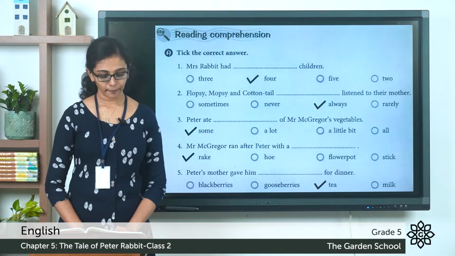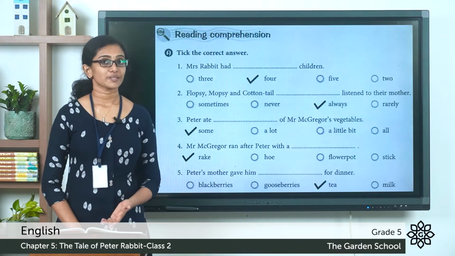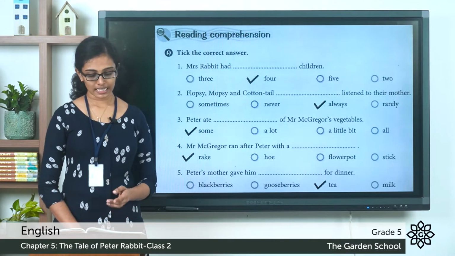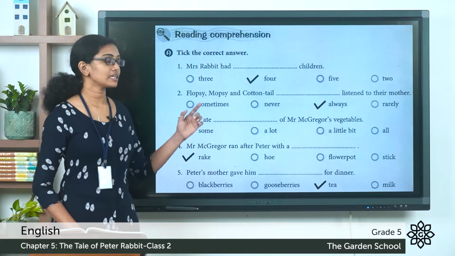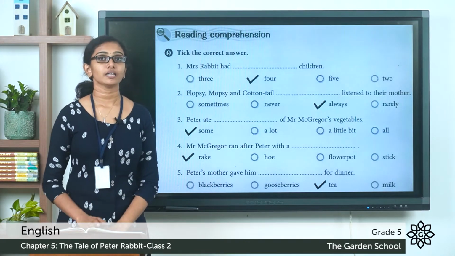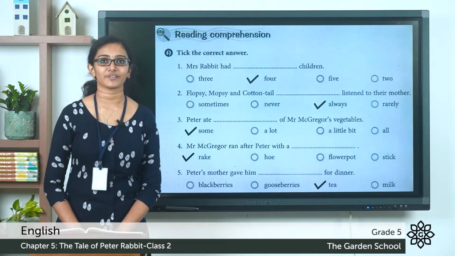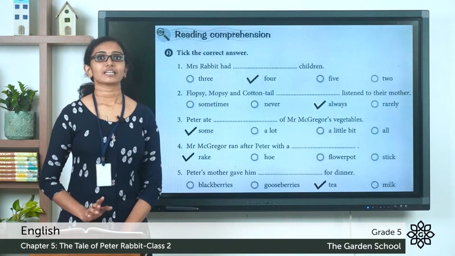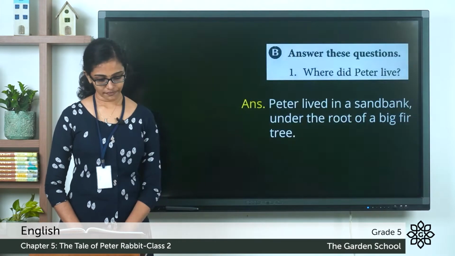Question number 5. Peter's mother gave him dash for dinner. Was it blackberries, gooseberries, tea or milk? Peter's mother gave him tea for dinner. Why? Because he was feeling unwell after being chased by Mr. McGregor. So let's move on to the next section of exercise. Let's answer these questions. Let's see the first one.